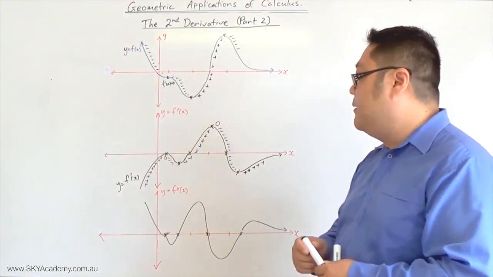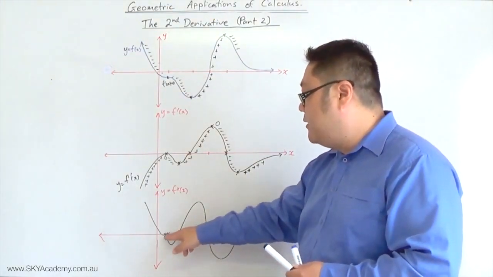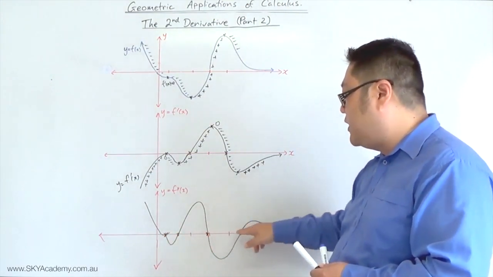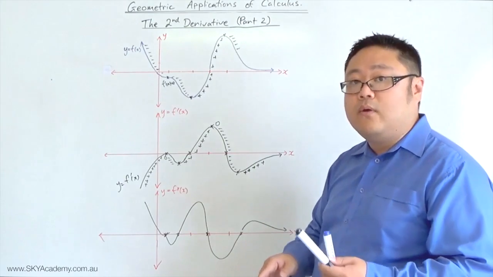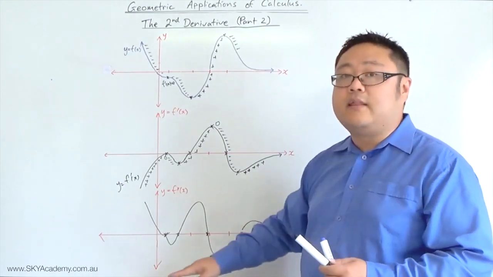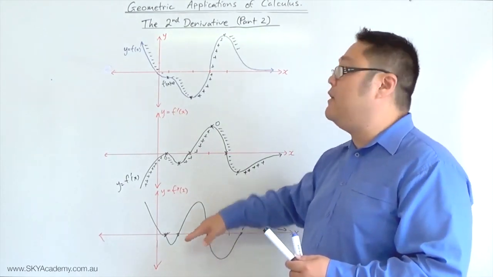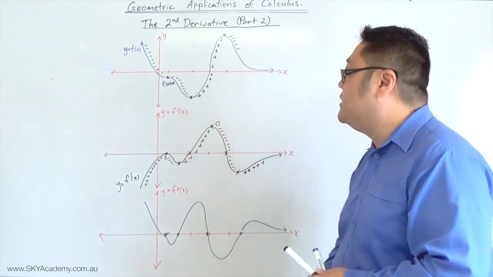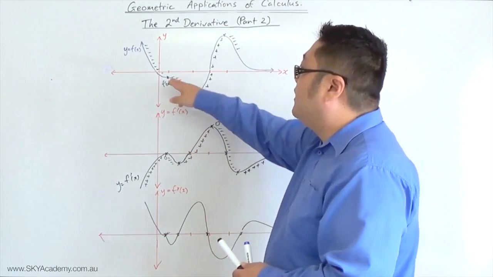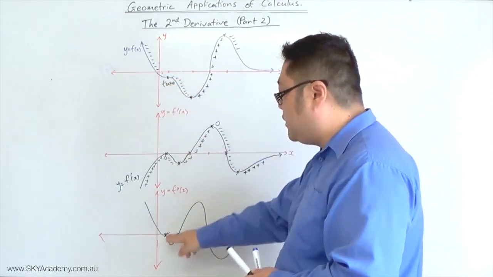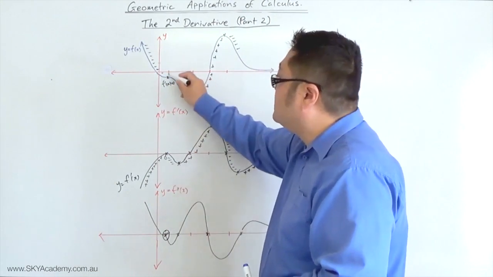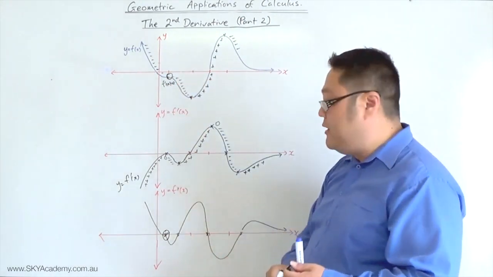But just remember what I said, where basically the second derivative function equals 0. What's going on is that there is a change in concavity in the original function. Yes? And that is exactly what you'll find here. At this point here, there is a change in concavity. Alright? Because this point here corresponds to this point here. There's a change in concavity.